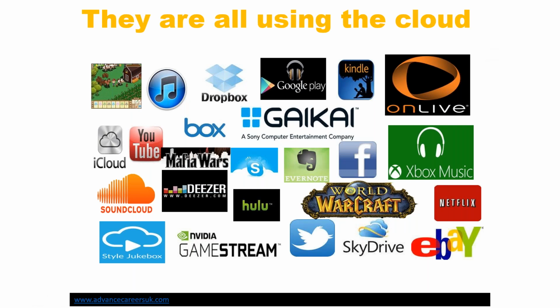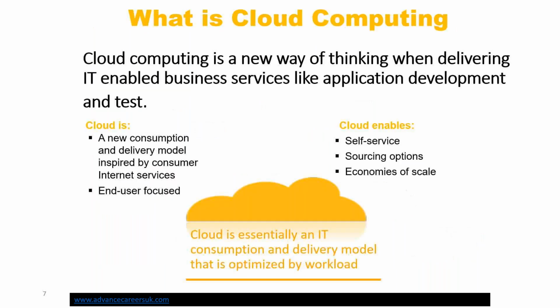They are all using the cloud. So if you've had Dropbox, eBay, Twitter, Facebook, Xbox, OnLive, YouTube, they all depend on cloud to deliver their services. And these are applications, these are businesses that touch the lives of millions. It wouldn't have been possible or as effective as it is today without the presence of cloud.